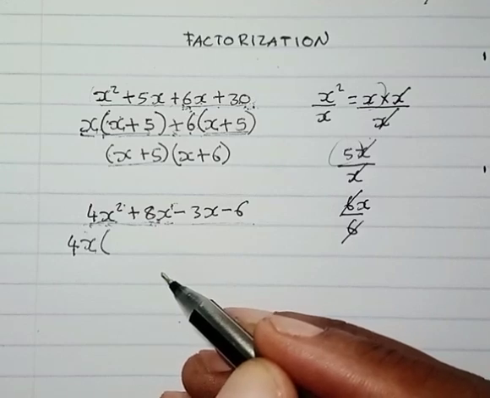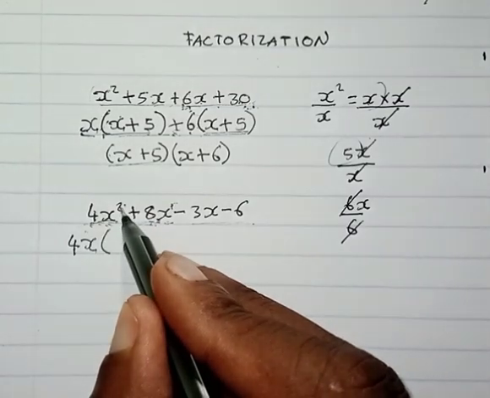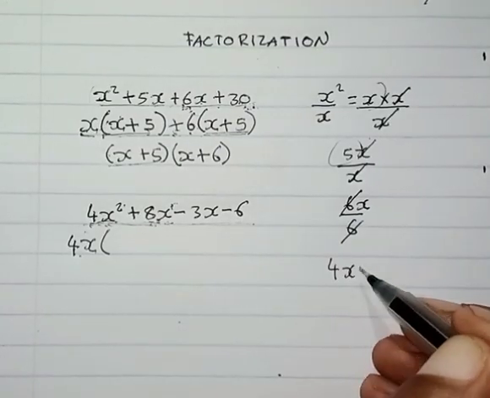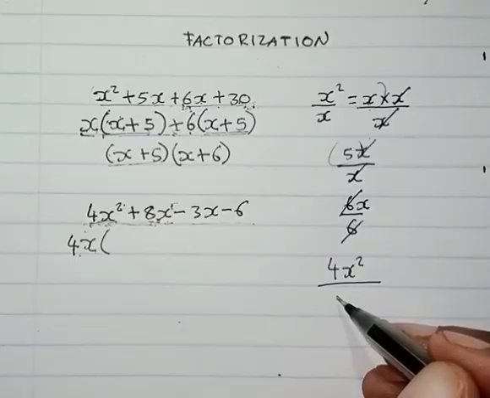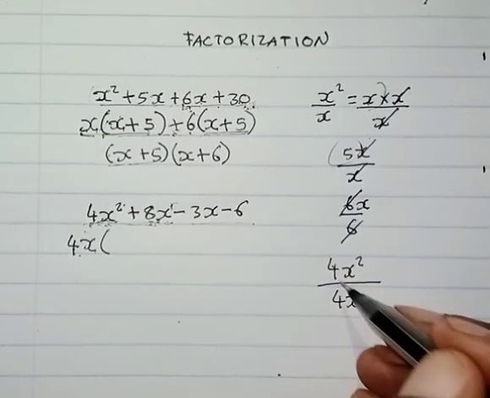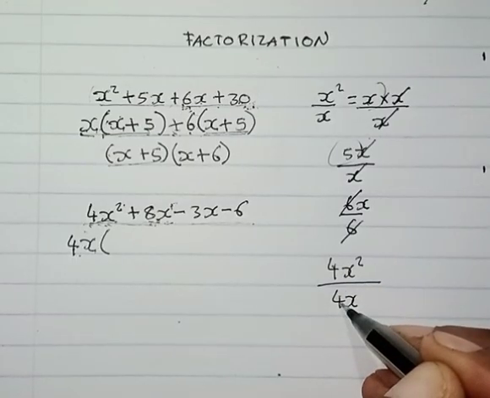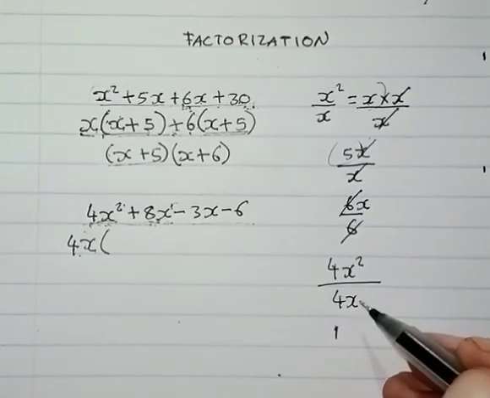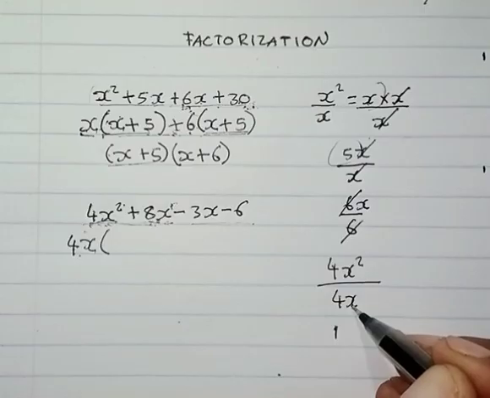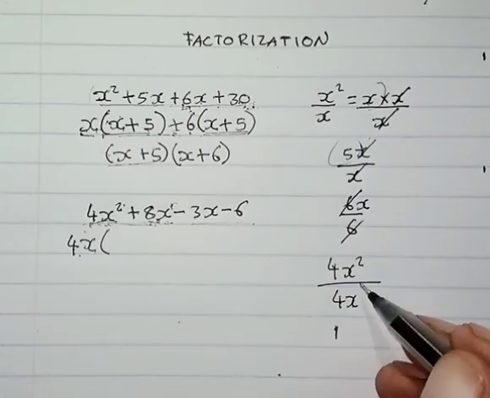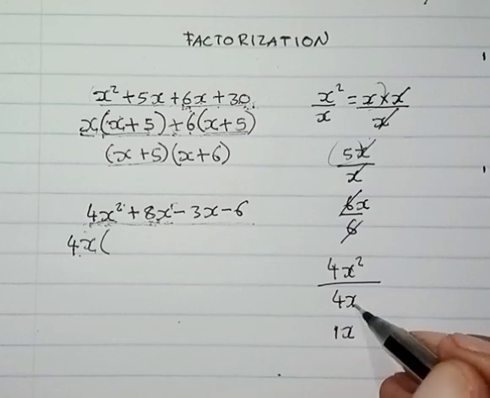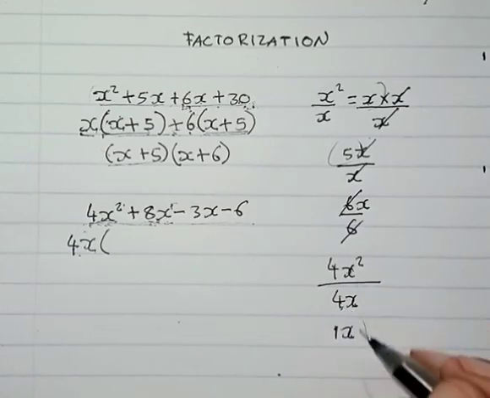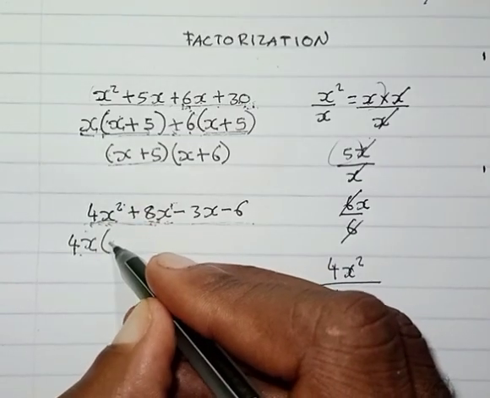Then we start dividing. 4x squared divided by 4x. So we say 4 divided by 4, the answer is 1. Then here we have x squared divided by x, so we're just going to have x. x squared divided by x, the answer is x. So our answer for this is 1x.